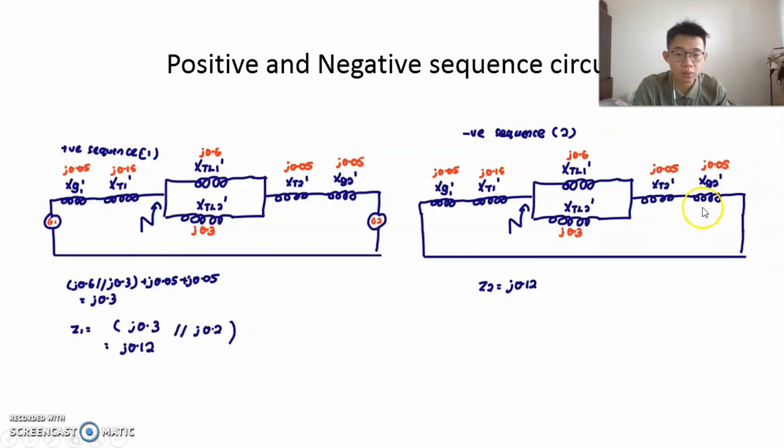For the negative sequence circuit, basically it's the same as the positive sequence circuit, but we have to remove both the generators in the circuit. So the calculation is simply the same as positive sequence, and similarly Z Thevenin for negative sequence, Z2, is going to be J0.12.